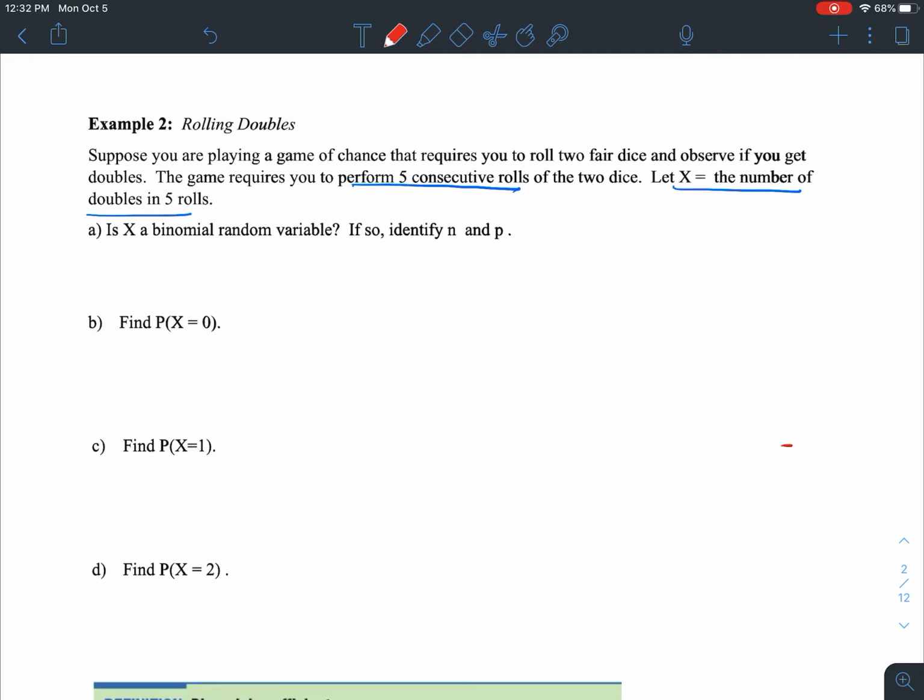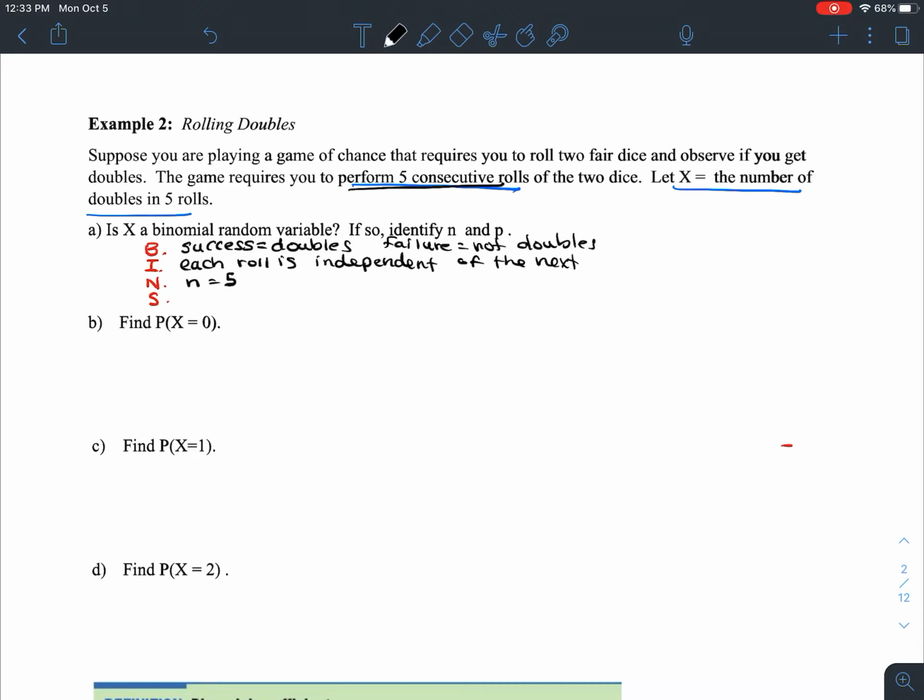Okay, so first and foremost, it mentions here, is x a binomial random variable? Okay, so before we can really use any binomial formulas, we have to make sure that we have classified this as being a binomial random variable. So we'll go ahead and run through this here quickly. Let's say a success is getting doubles, and a failure would be not doubles. Okay, yep, independence. We're going to say each roll is independent of the next. Okay, number of trials. I believe it mentioned we're supposed to do this for 5 consecutive rolls.